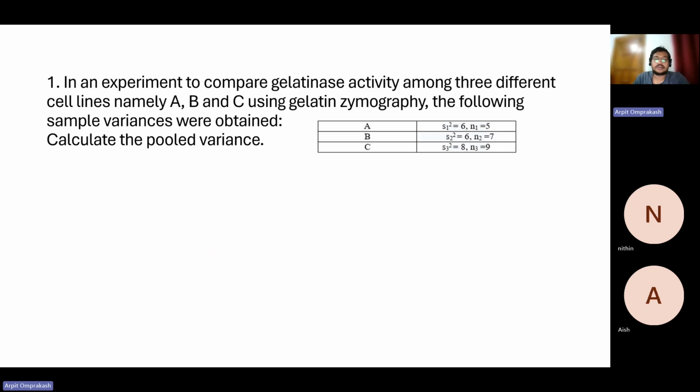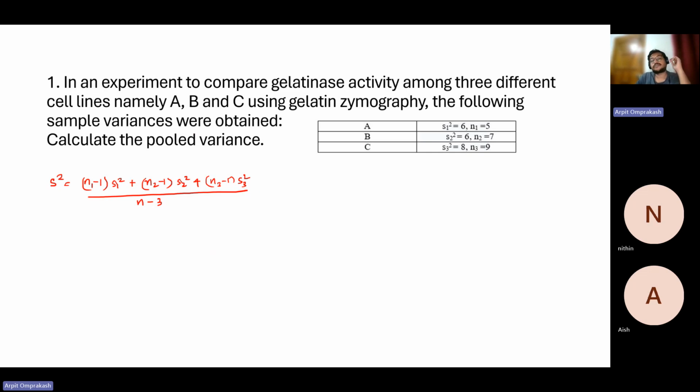So what we are asked is to calculate the pooled variance. When we talk about pooled variance, S square is basically n1 minus 1 into S1 square plus n2 minus 1 into S2 square plus n3 minus 1 into S3 square, whole divided by n minus 3, because we have three cell lines, right?